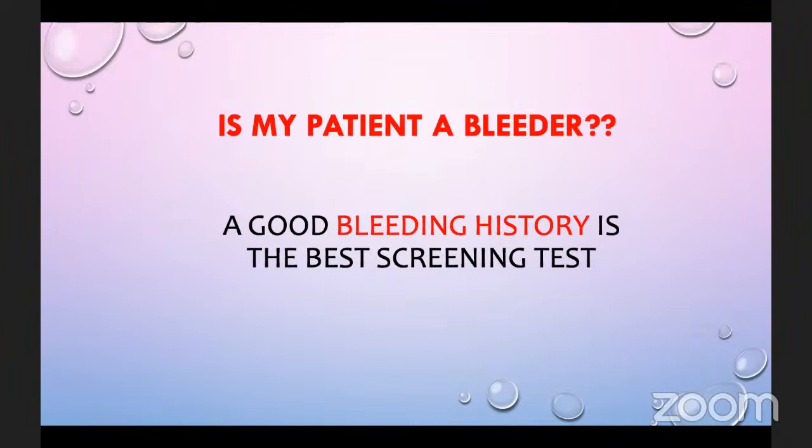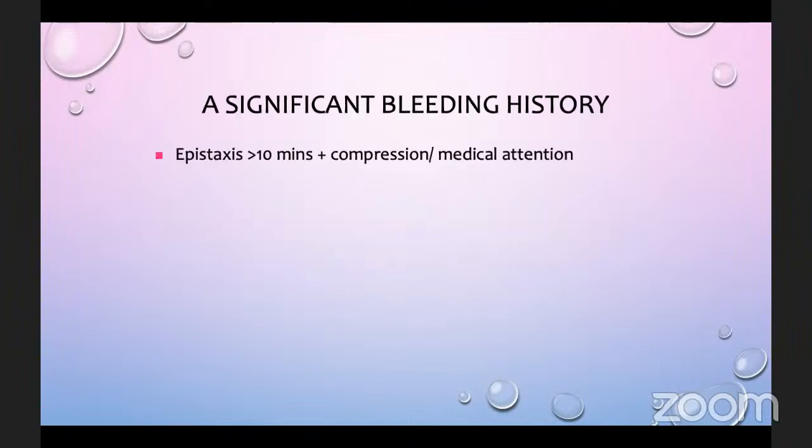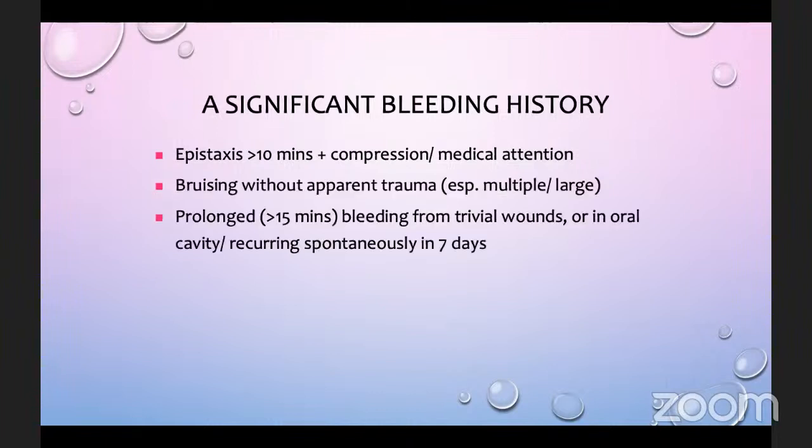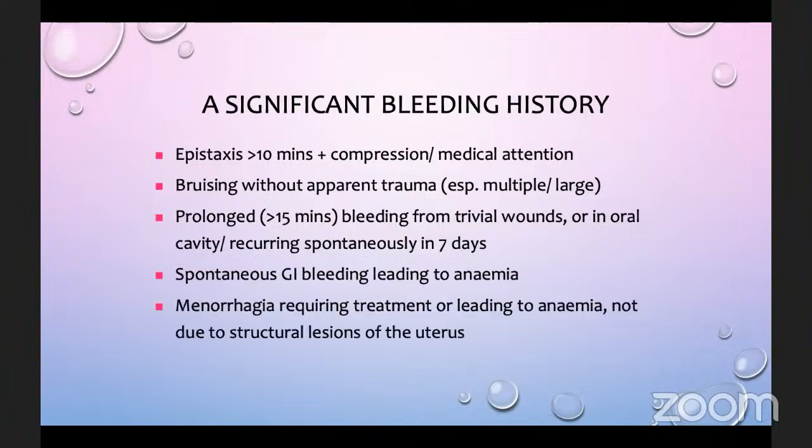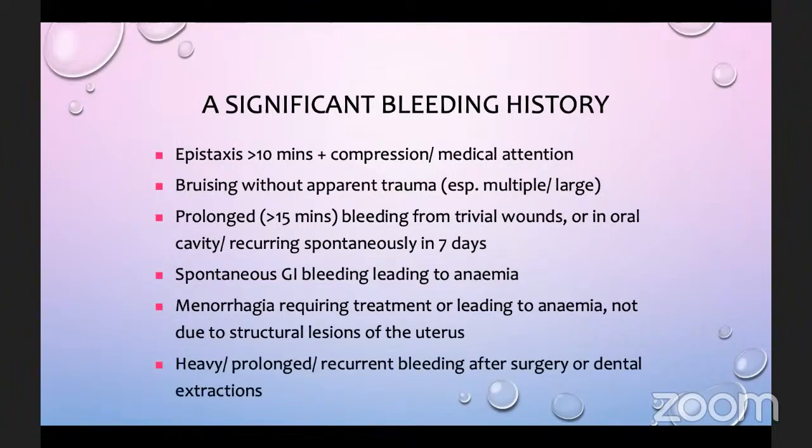And in fact, the best way to determine whether your patient is a bleeder is a good bleeding history, right? That is the best screening test that one can offer to your patient. So if you get a good bleeding history, then you would be able to say whether your patient is a bleeder or not. Okay, and what is a significant bleeding history? Basically, this is in reference to the ISTH BAT score, and you can look it up if you Google the ISTH BAT or the bleeding assessment tool scoring. Okay, so these are significant bleeding histories that you can look for in your patients.